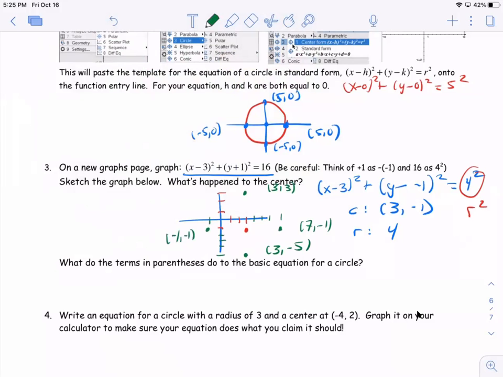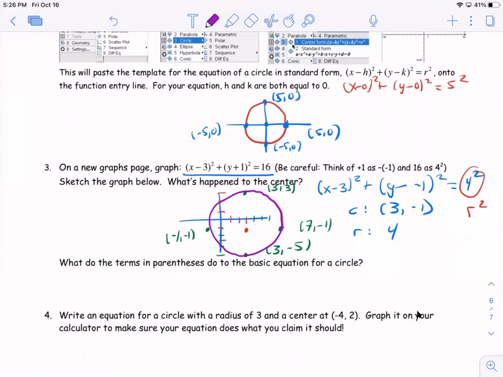And then we can sketch this circle going through these points. And don't worry if your circle doesn't look perfect. If you put on those 4 points and the center, you will be in good shape.